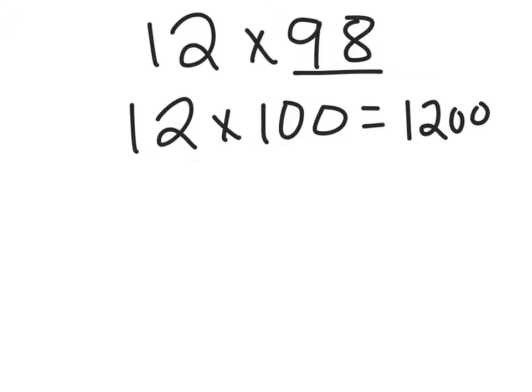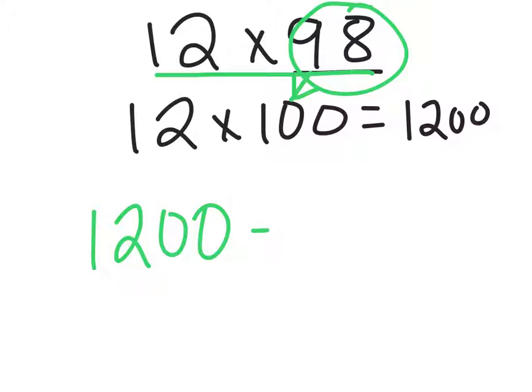But now we have to think for a second. Our problem was 12 times 98. So in all of the other problems, what we've been doing is we've been either adding one more group or we've been subtracting one more group. In this problem, we increased 2 more groups of 12. We didn't just bump it up one more time, we bumped it up twice. So that means I have to take my 1,200 and add 2 groups of 12.